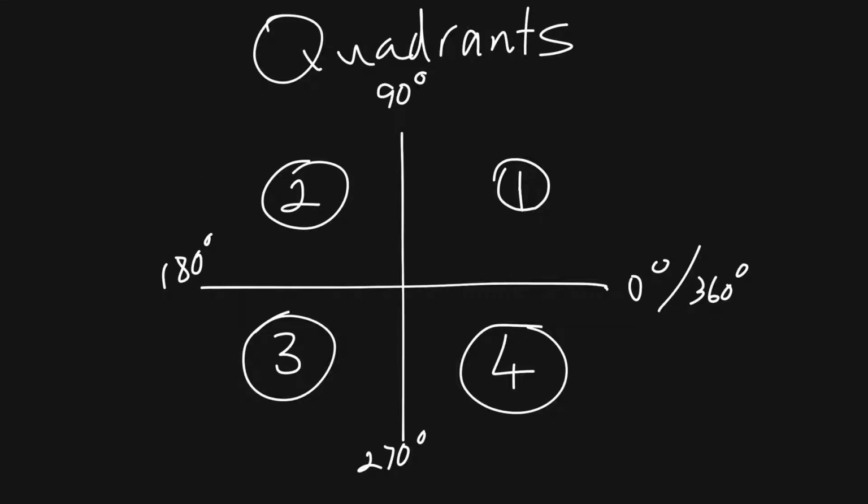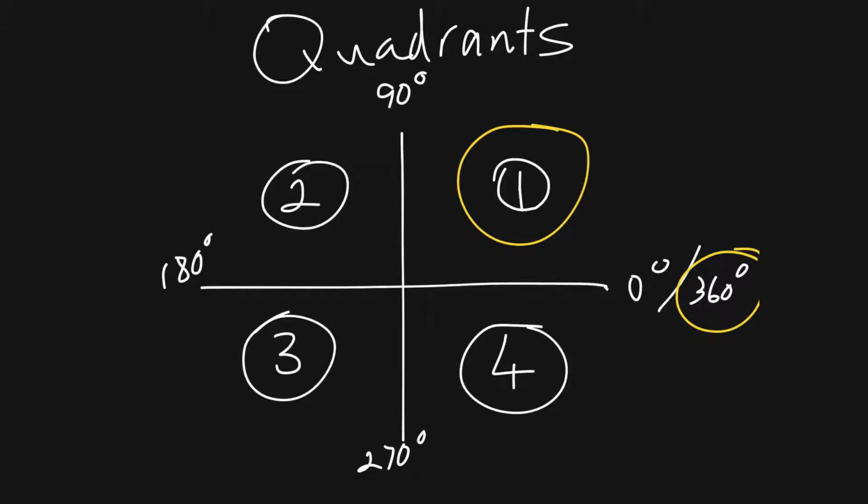First thing I'm going to do is run you through your quadrants. Our first quadrant has angles from 0 to 90. Our second quadrant is from 90 to 180 degrees, then 180 to 270, and 270 to 360 degrees. All stuff you've seen before, not terribly important, but it's there so that you're aware of it.